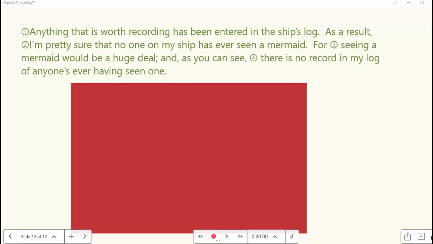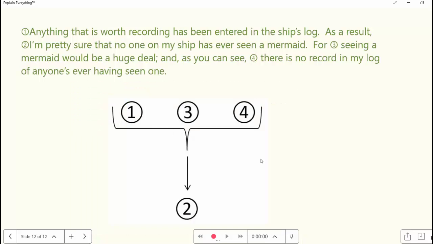All right, let's take a look at how this argument should be diagrammed. So here we have an interesting case where three of the statements are working conjointly together to get us to the conclusion. So our argument tells us that anything that is worth recording, so all things that are worth recording, are things that have been entered into the ship's log. So that tells us that if something was worth recording, it's got to be in the ship's log.